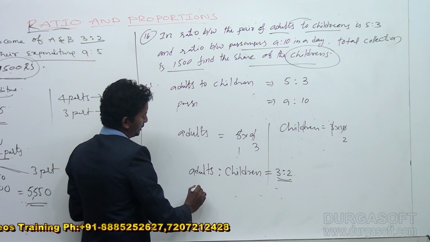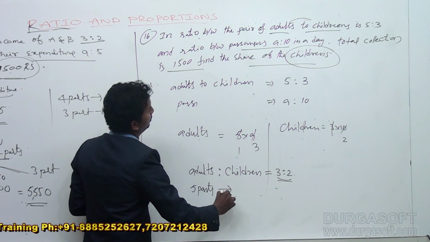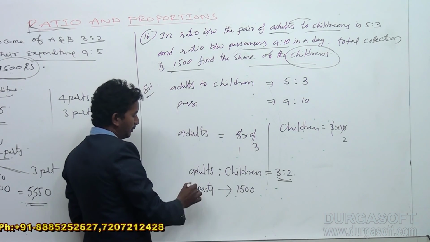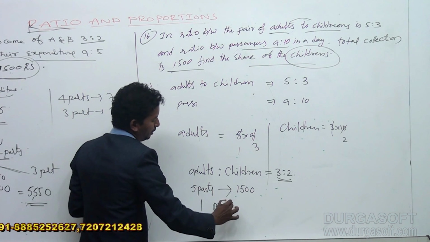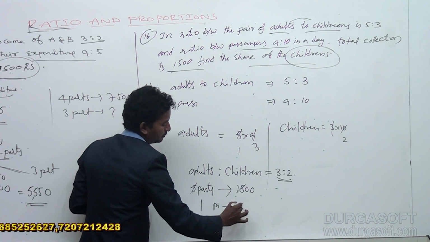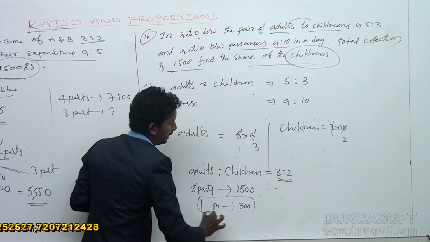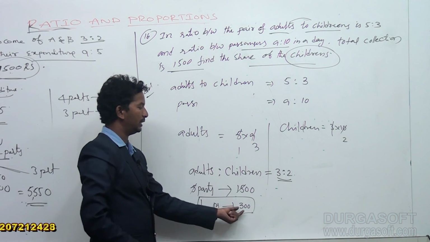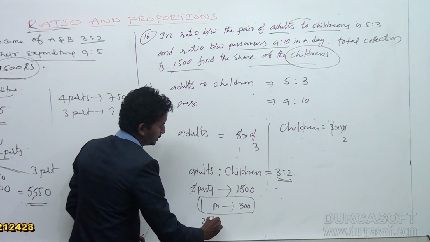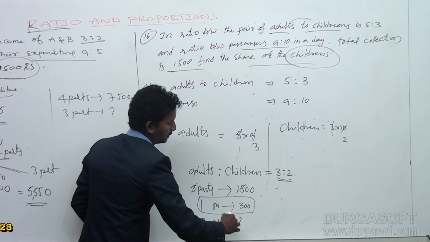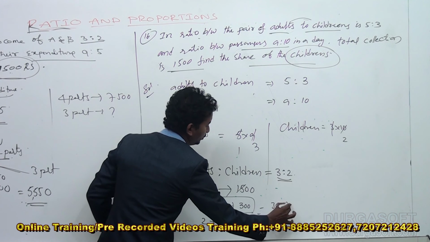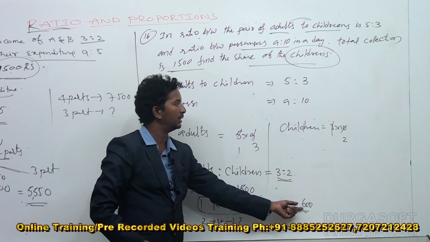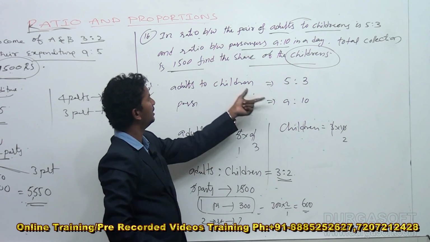Now total 5 parts is equal to what is given as total? The number 15,000 is given. So 1 part is equal to how much? 1 part is equal to 3,000. But I want how many children are there? 2 parts of children are there. Now 1 part is 3,000, 2 parts is equal to how much? 2 parts is equal to 6,000. So cross multiply: 3,000 into 2 divided by 1 is equal to 6,000. Now total children is 6,000, remaining 9,000 is the adults.